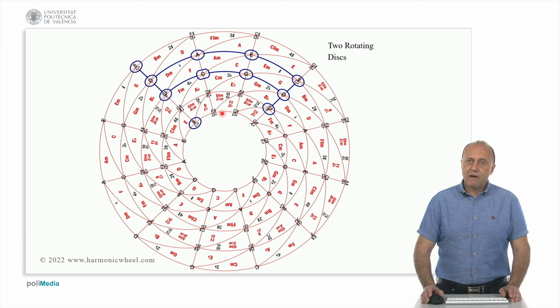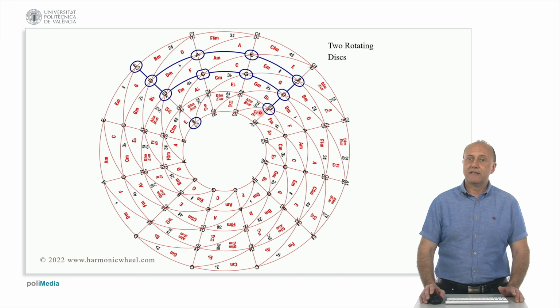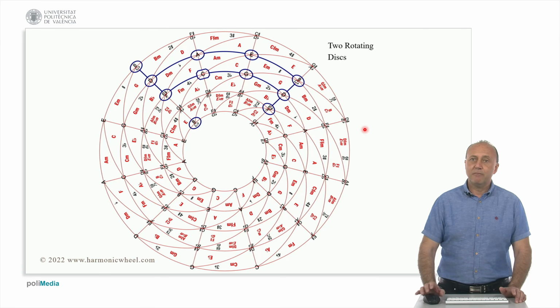In practice, this is a physical tool consisting of 2 rotating discs, one cardboard, including the notes and the chords, and the other plastic, which includes these blue lines. So by rotating the 2 discs, we can select any of the 12 major keys.